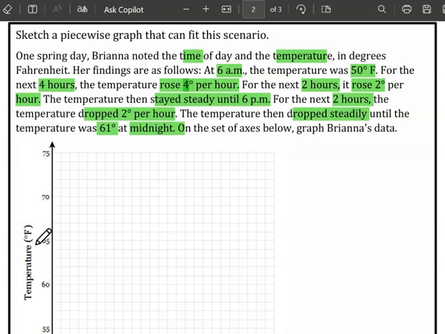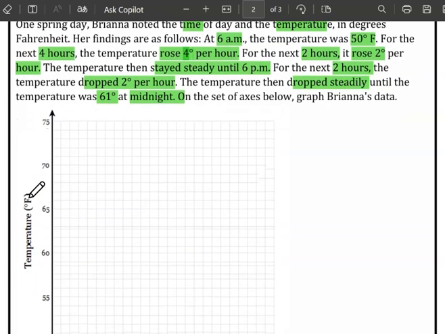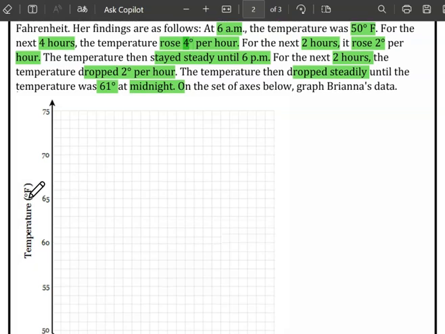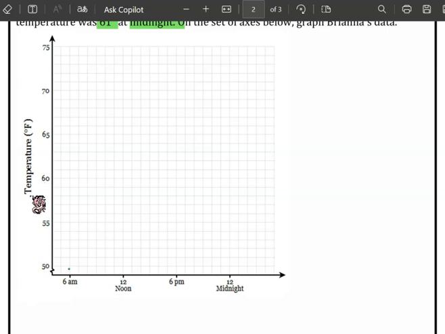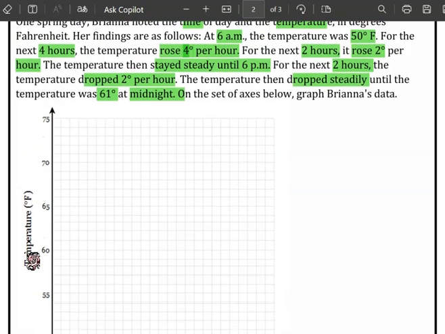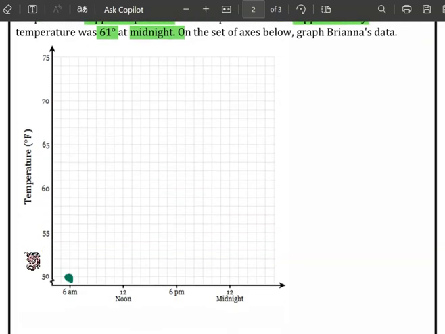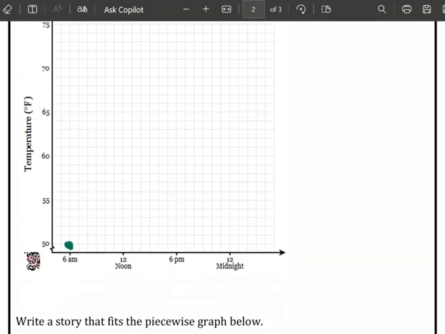This scenario has several pieces to it. At 6 a.m., it was 50 degrees. So we'll find 6 a.m. and plot the point where it's 50 degrees. For the next 4 hours, it rose 4 degrees per hour. So 4 hours after 6 a.m. is right here. So it's 4 degrees per hour from 6 a.m. to 10 a.m.